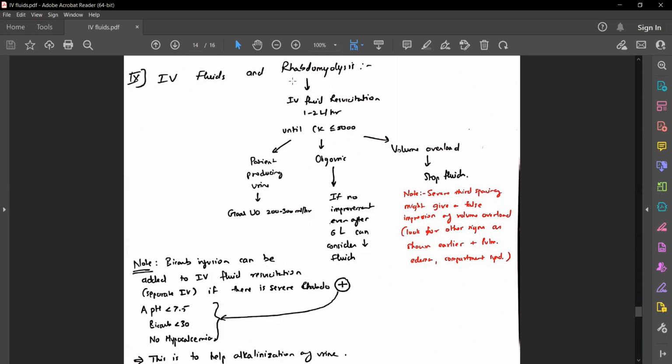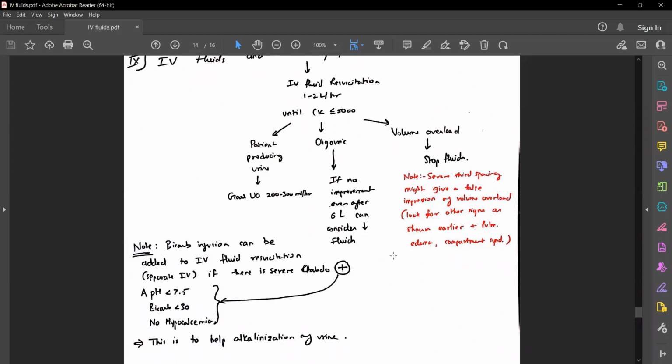It is also not very common that you would see extremely severe rhabdomyolysis that is hard to manage. Most of the rhabdomyolysis cases are mild to moderate, but you have to learn how to use fluids in this condition.